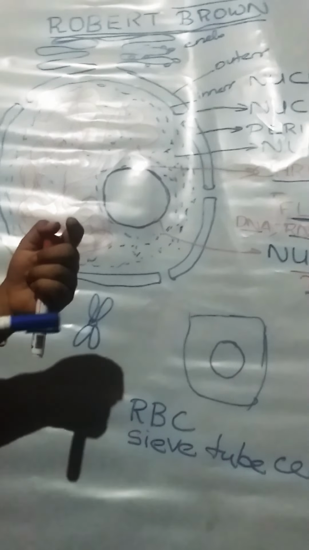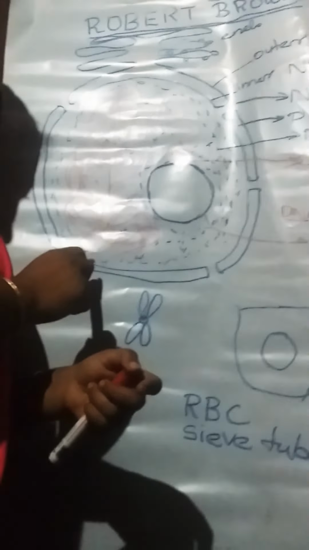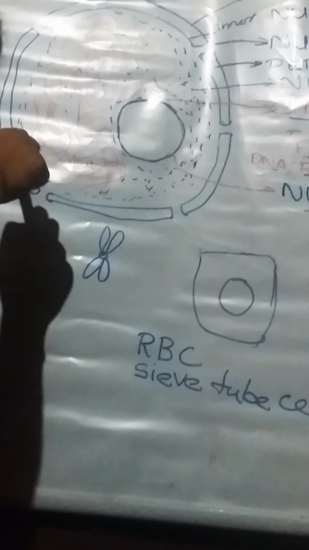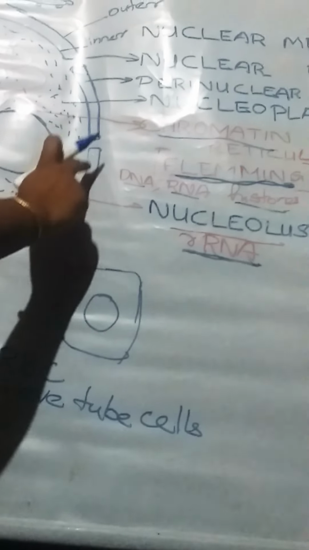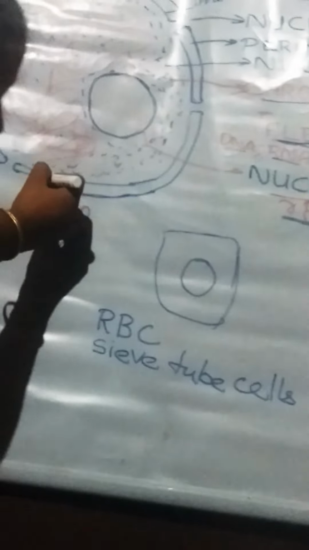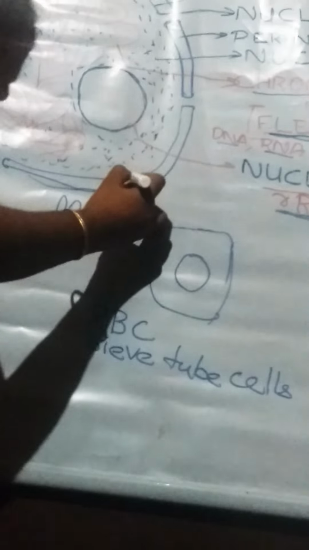Nuclei are spherical or round structures present in the cell, and each nucleus is covered with a membrane called the nuclear membrane, and each nuclear membrane is again divided into an inner membrane and an outer membrane. You can see that this nuclear membrane is not continuous. It has some gaps or openings in between.